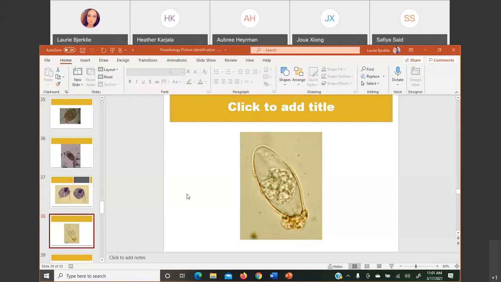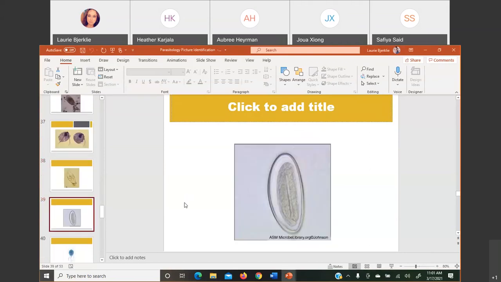Okay, so we will keep going on our parasites here. What do we have here? It is Enterobius vermicularis, which is the pinworm. Very good.